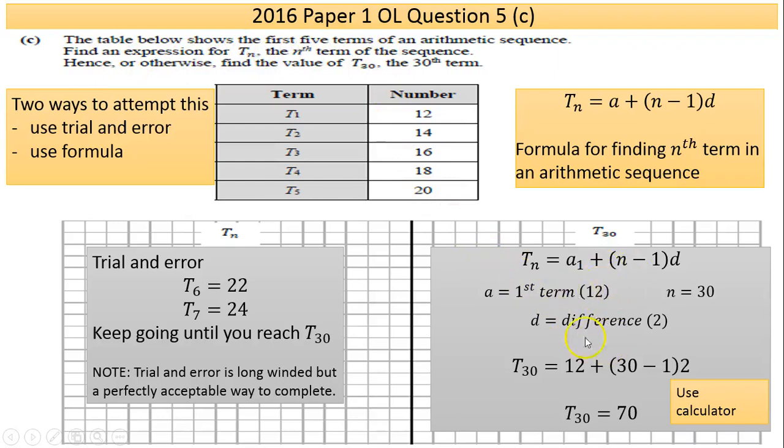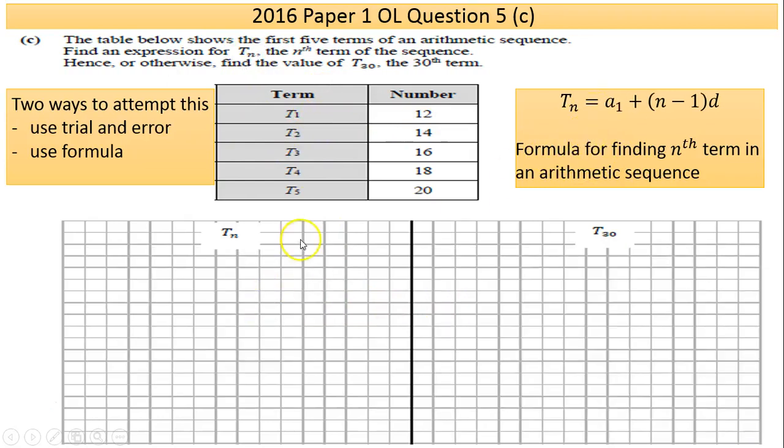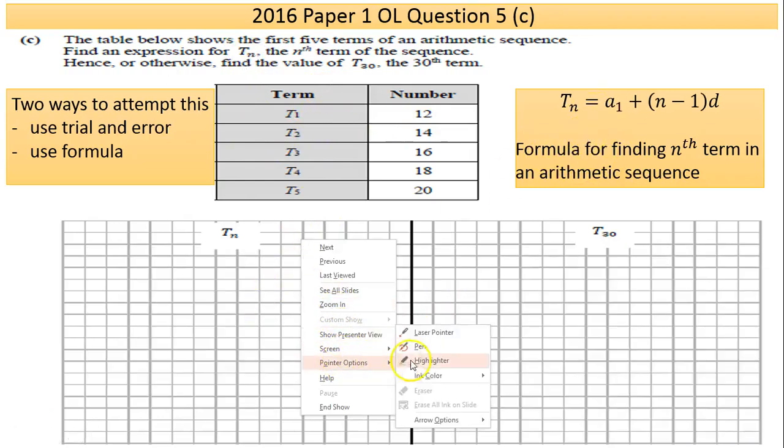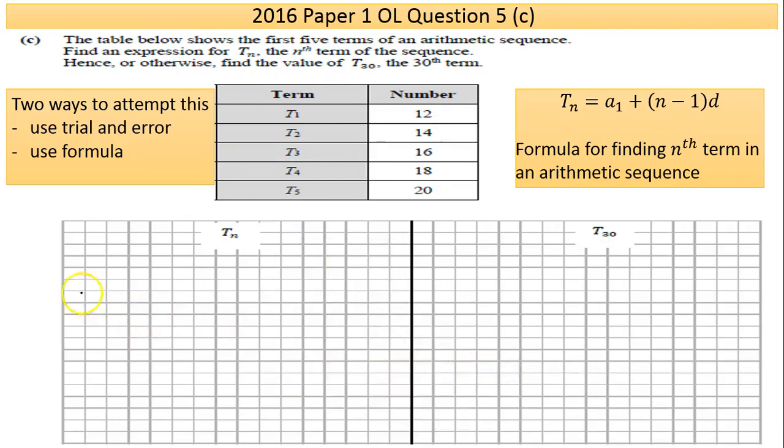I've probably done that here. I may actually not have done this properly, and I would have lost marks myself. But Tn, if I take my formula back a step, I'm going to go back to the previous page and do that first part, which I think I haven't done. They want an expression. The a stands for the first term, which is 12, plus n minus 1, and d is the difference, which is 2. It's 2 each time, so d is 2.